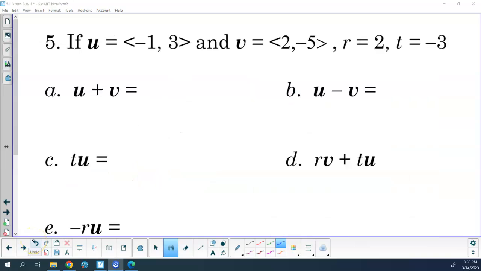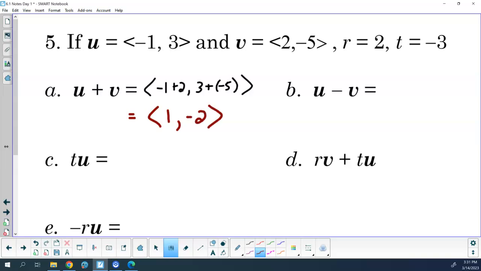One of the things that we can do is a machine gun, if you will, a rapid fire, if you will, of the vectors. So given those two vectors, given that r is 2, t is -3, well, what is u plus v? Well, u plus v is going to be -1 plus 2, 3 plus -5. So that's going to be 1, -2 will be the resultant vector.